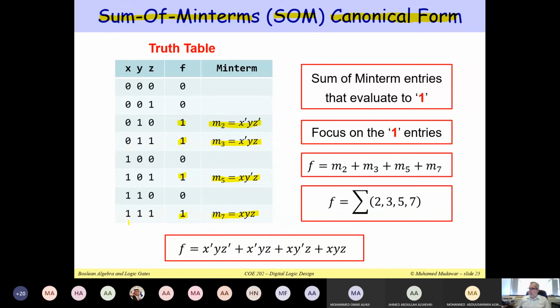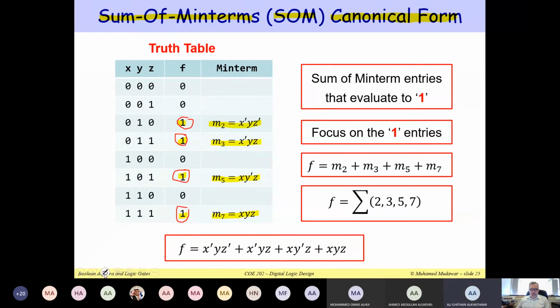Doctor? I have a question. Why didn't we write m0 as x prime y prime z prime? Because the value of the function here for m0 is 0. So we don't count the zeros of the function. We only count the ones of the function. So when you want to write the function f as a sum of minterms, you focus on the ones of the function. So the function is 1 here, here, here, and here. So we don't need m0 because the value of the function is 0. Okay, so yes, it's clear.